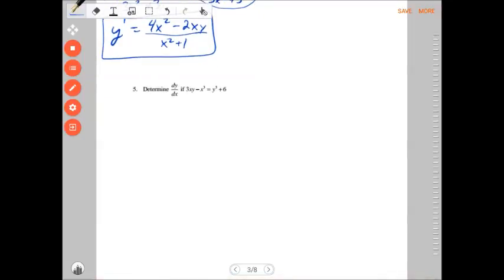Okay, so number 5, determine dy/dx if we have this. Okay, as soon as we see that, oh look, that one's a product again. So it's the first function, 3x, times the derivative of the second, so y prime, plus the second function, y, times the derivative of the first. So the derivative of 3x is just 3. Okay, then minus 3x squared equals 3y squared y prime. Okay, and the derivative of 6 is just 0, so we don't even bother putting it.